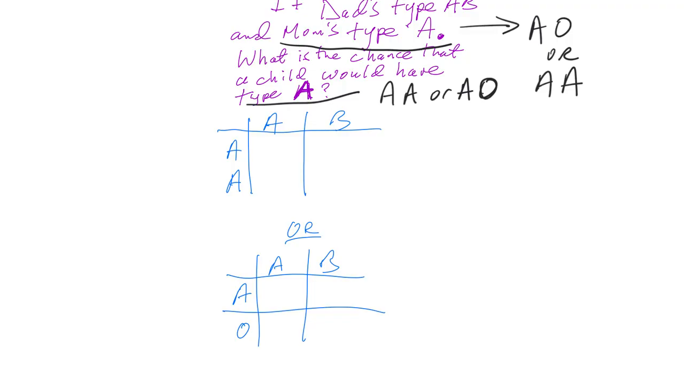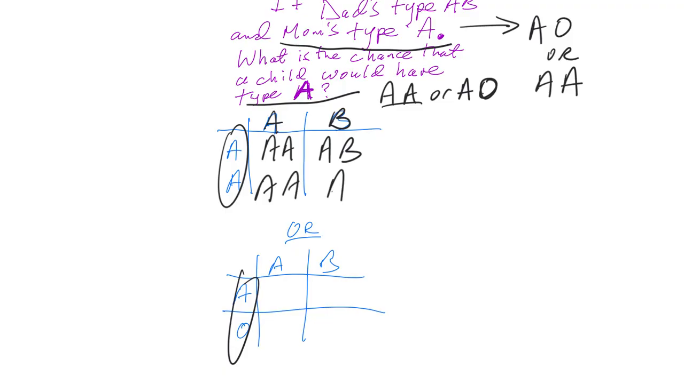So let's do it. Dad is AB, so I'm going to segregate his genes up here. Mom's type A, so I'm going to do either. What if she's AA? I'll do that one first. AA, AB, AA, AB. And what if it's like this? AA, AO, AB, BO.